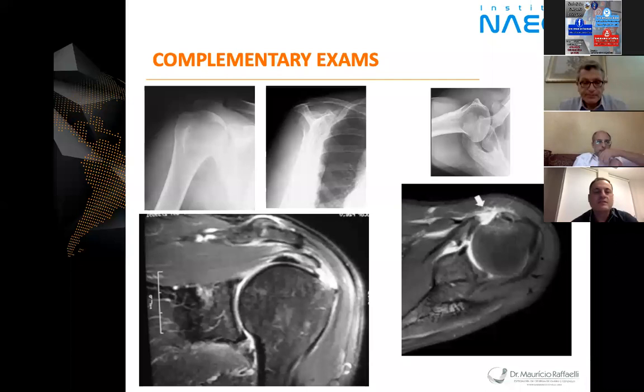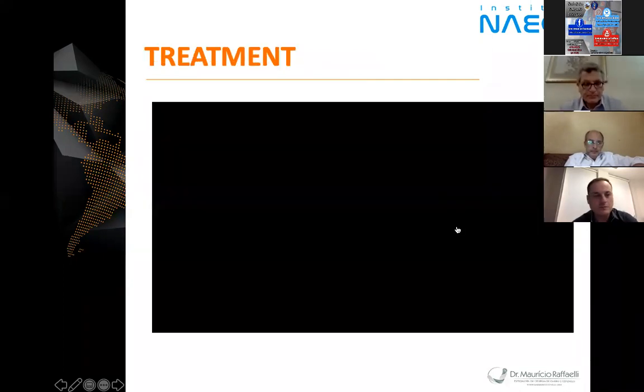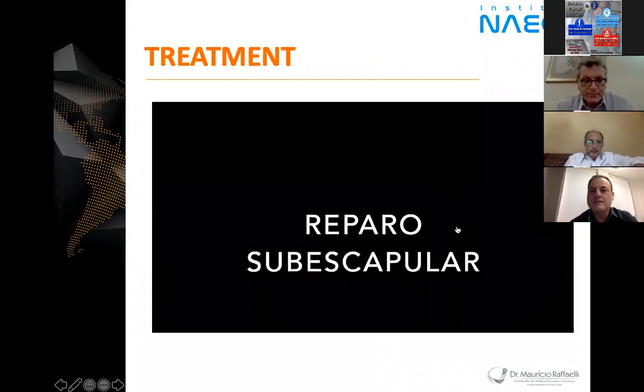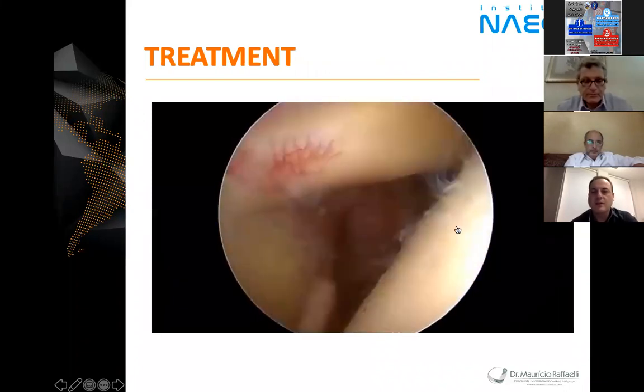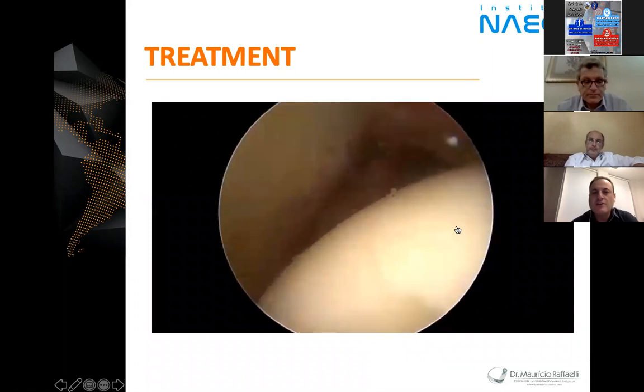And these are this patient's exams. You cannot see any difference in the X-ray, but you can see a big lesion of the supraspinatus and a retraction lesion of the subscapularis too. And this is the surgery for this patient. I maintain the beach chair position.